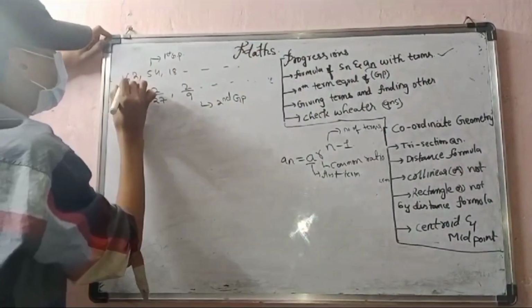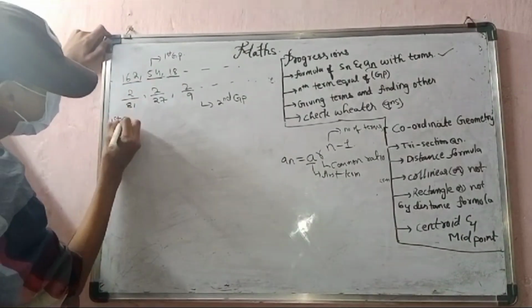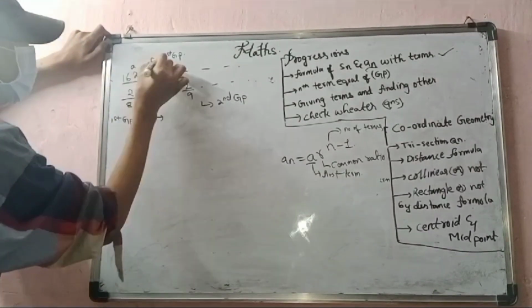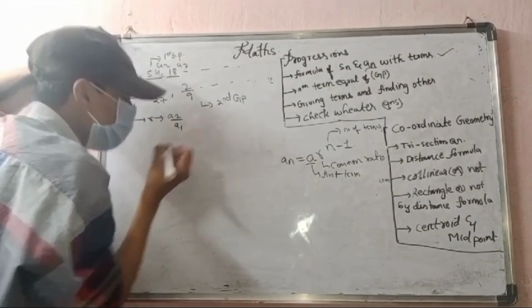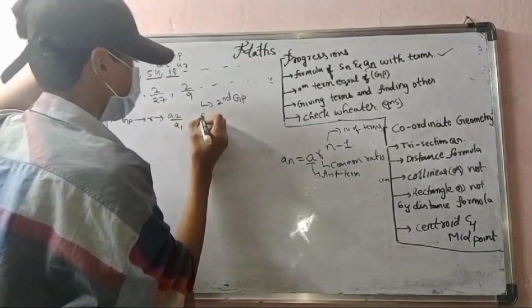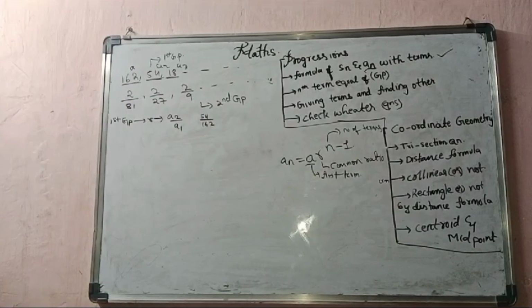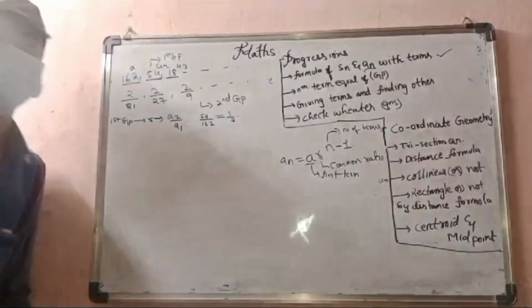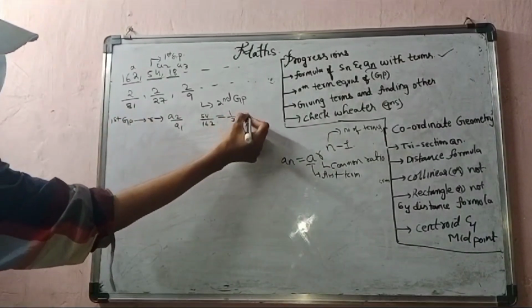Now here see 162, 54, 18. So this is the first GP. From the first GP, we will find r. What is r? This is a1, this is a2, this is a3. r is nothing but a2 by a1. a2 is 54, so 54 by 162. What will it give? 54 ones are 54, 54 threes are 162, so 1 by 3. Clear? So in the first GP we got 1 by 3.